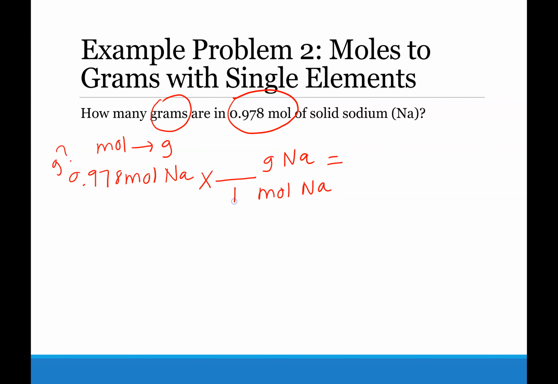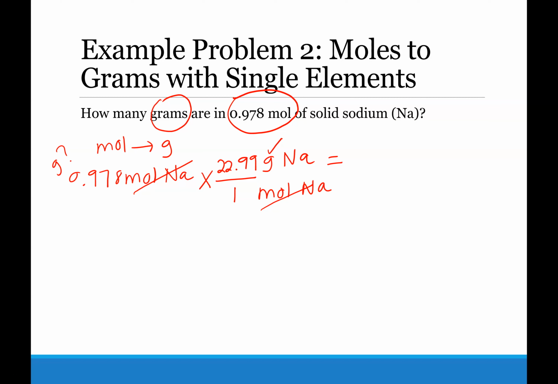So in 1 mole, you have to pull the periodic table of elements. Sodium is number 11, and in 1 mole, there is 22.99 grams of sodium. And so again, that's going to be that mass number. So moles cancel, and you're left in grams.